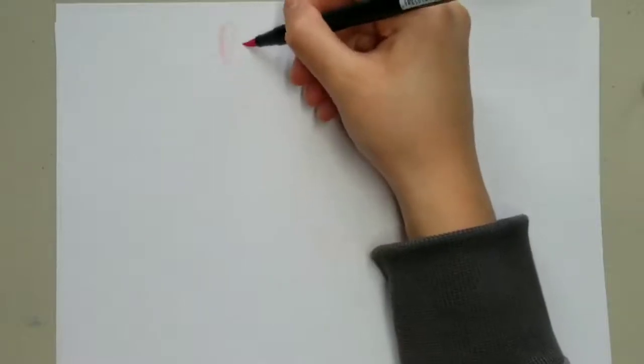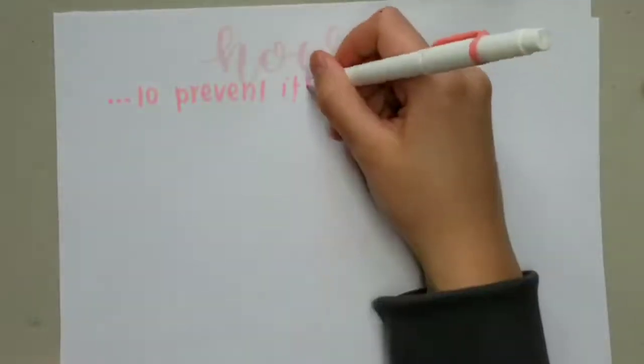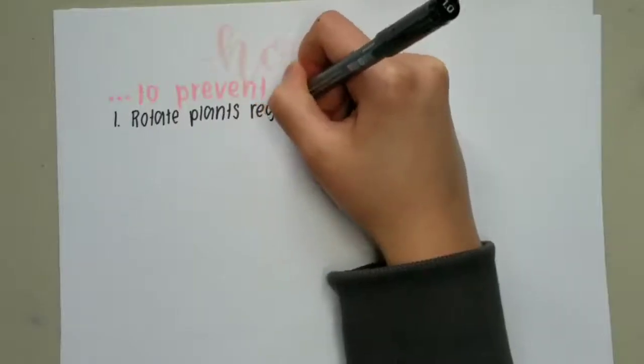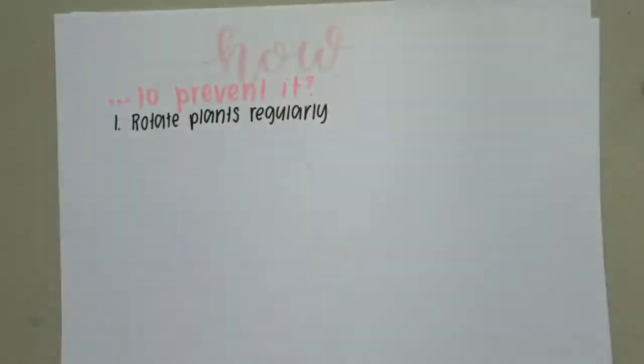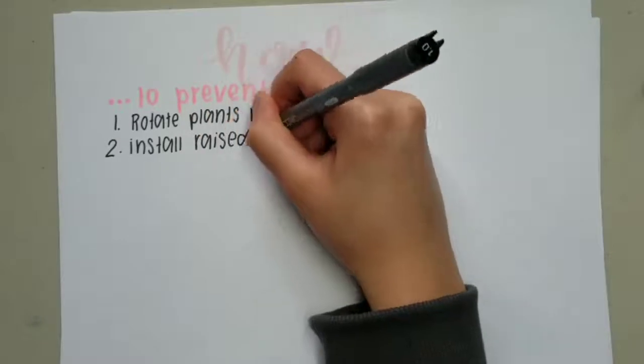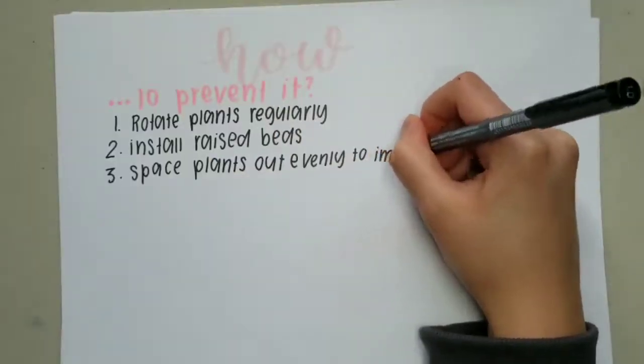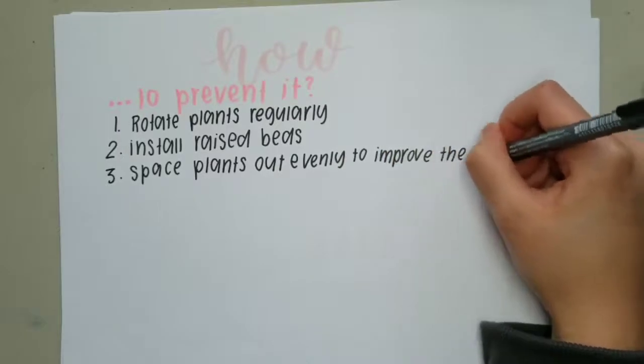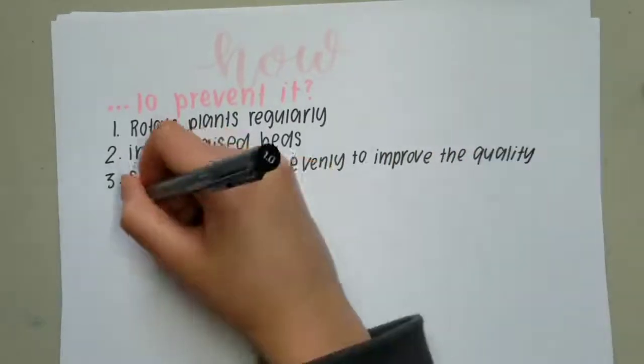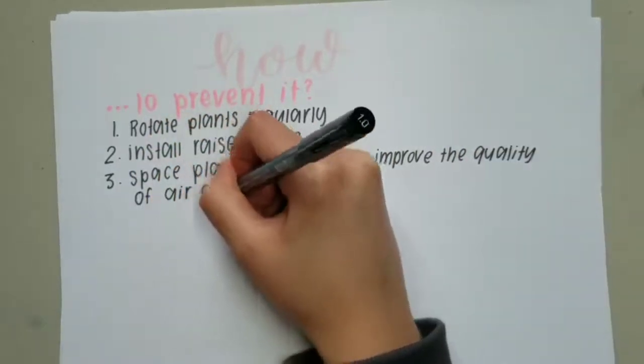Now we'll take a look at the second how component. So how can you prevent this disease? Firstly, try to regularly rotate your plant. Another thing that would help is installing raised beds. Moreover, try to evenly space out your plants on a regular basis because this will help to improve the air circulation for your plant.